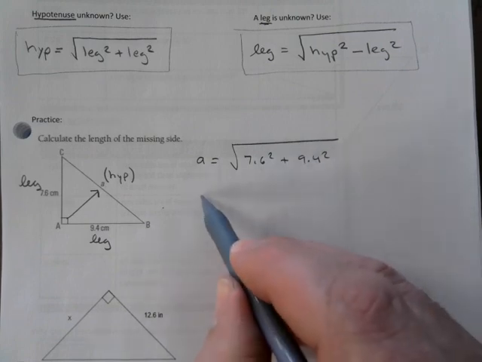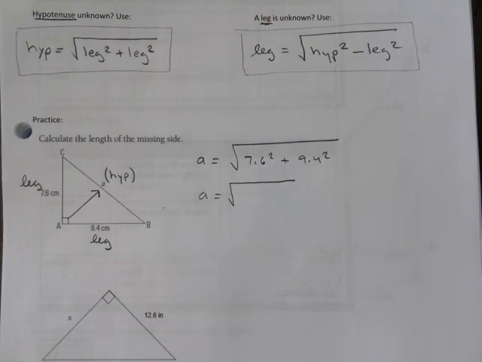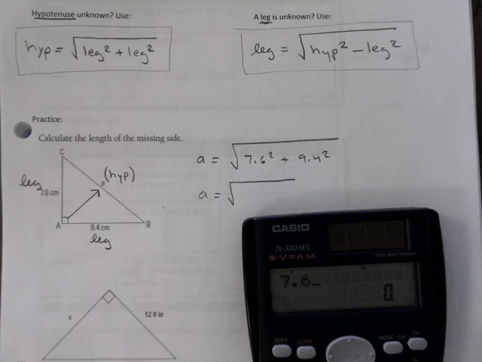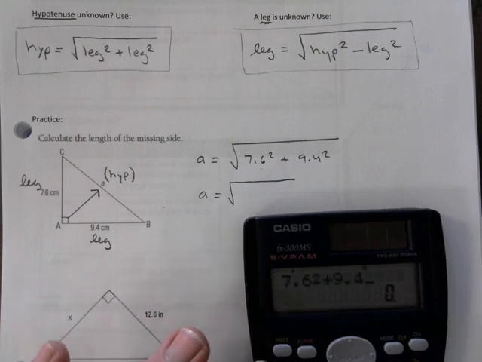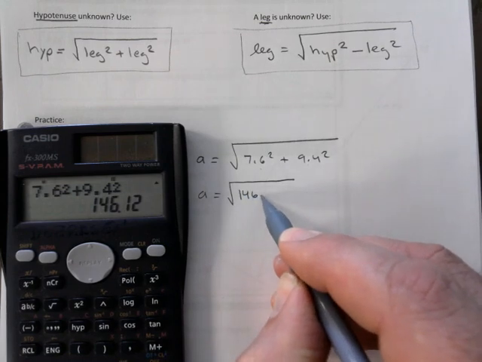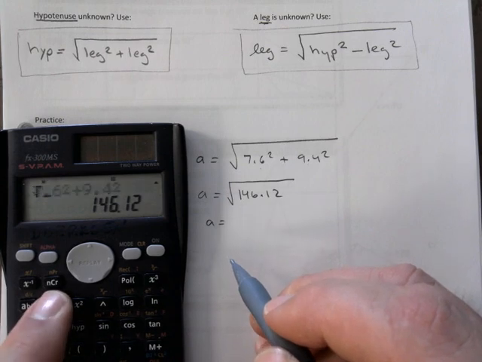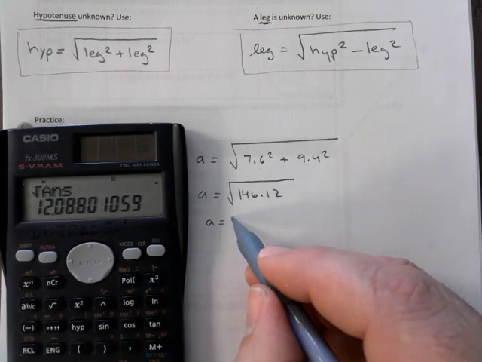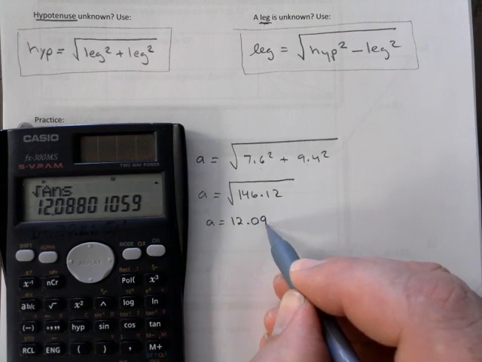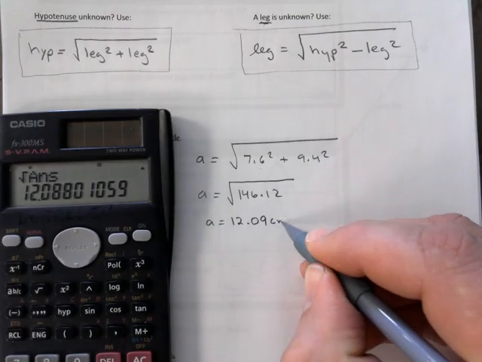Okay. So that will be, I like to have an intermediate step. So grab your calculators, 7.6 squared plus 9.4 squared. That's 146.12. So if you take the square root of that, that's 12.09. We are in centimeters, centimeters.